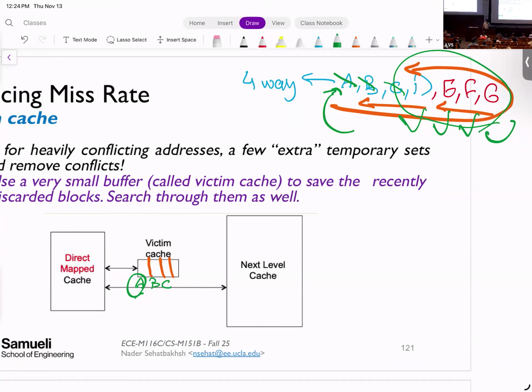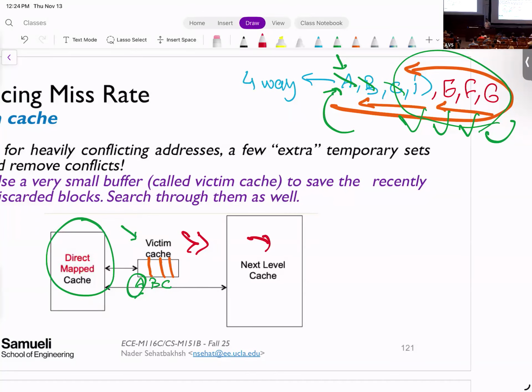The hit time of the victim cache is pretty close to the hit time of the actual cache because it's very small and very close. It's not as good as the original cache. So for example, the hit time for A is slightly higher, but it's significantly better than the next level cache. So that's where the benefit is coming from.